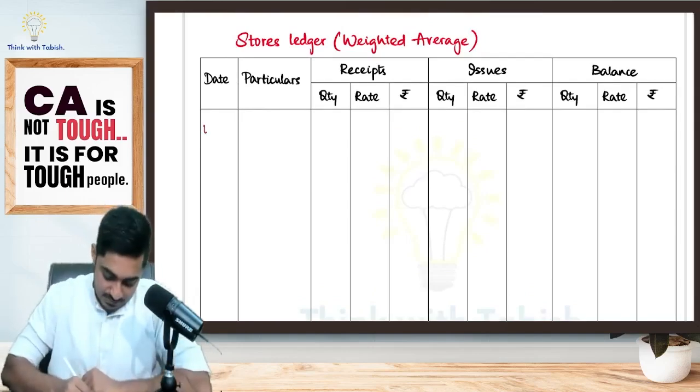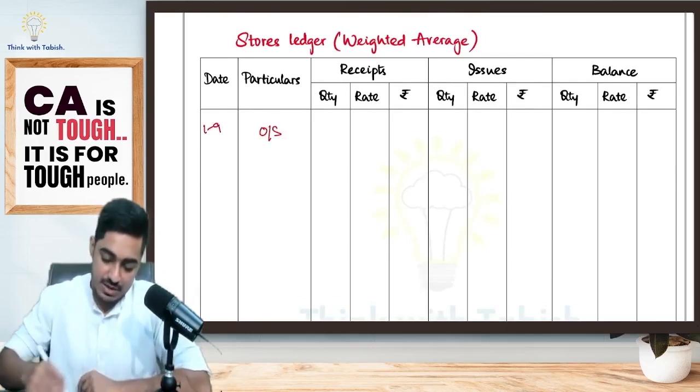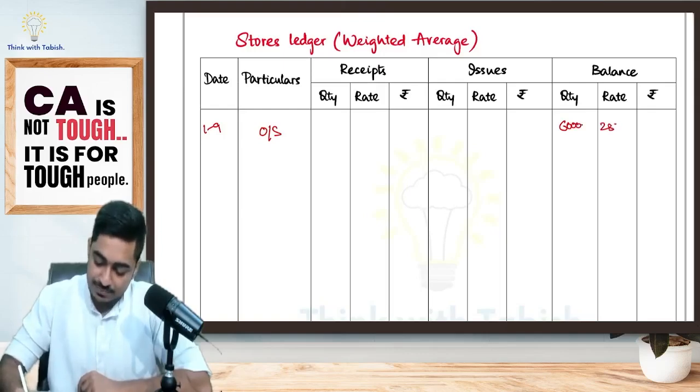1st of September. What is the question telling? Okay, boss, we have opening stock. How many units am I having? 6,000 units opening stock at what rate? 285. So if I multiply the two, I'll be getting a value, I think, of 17,10,000.